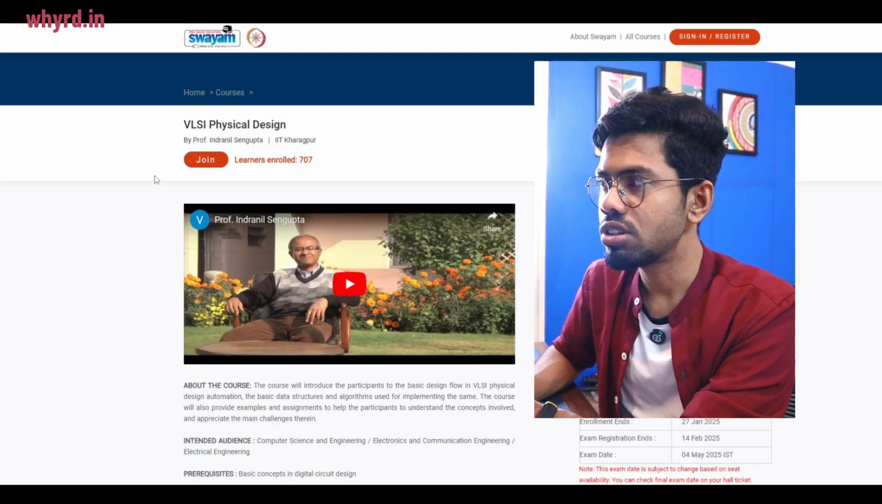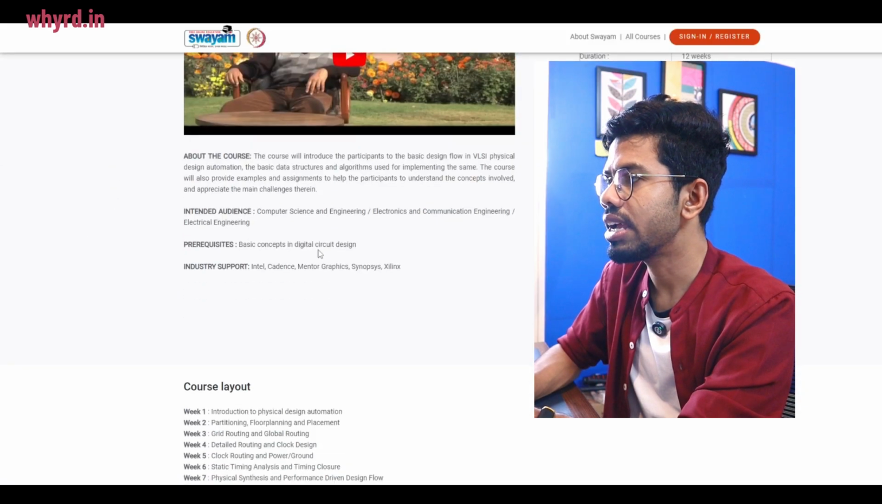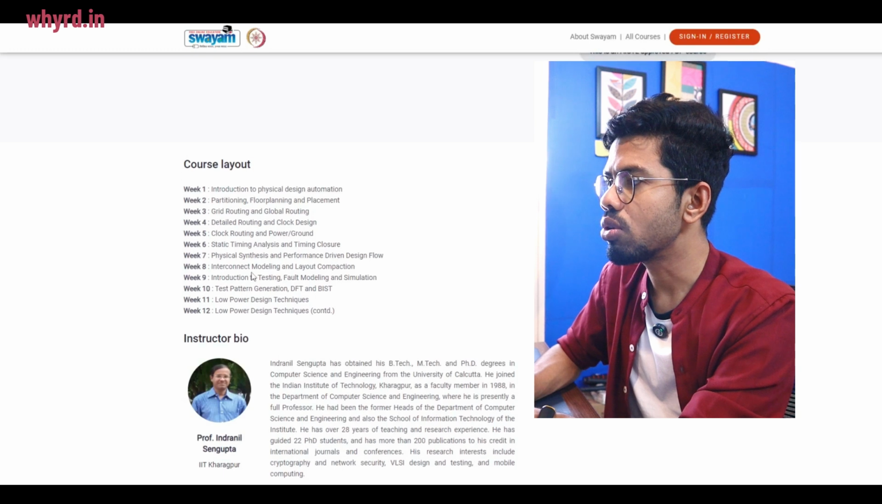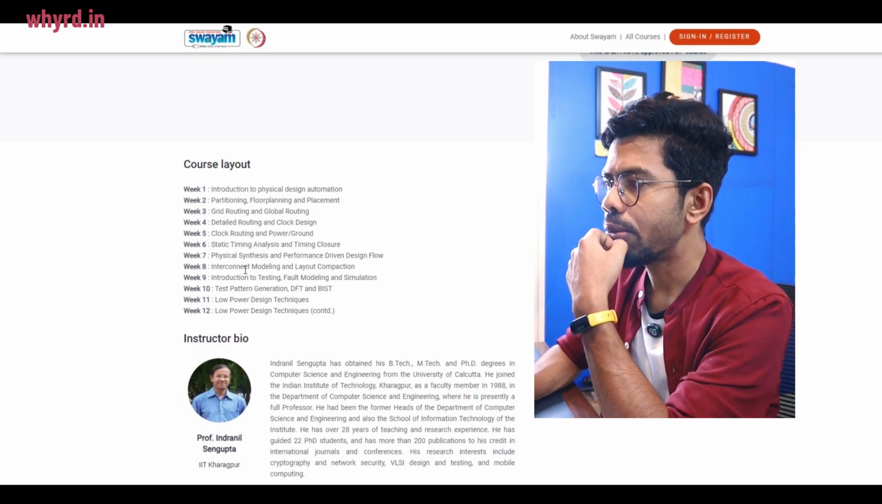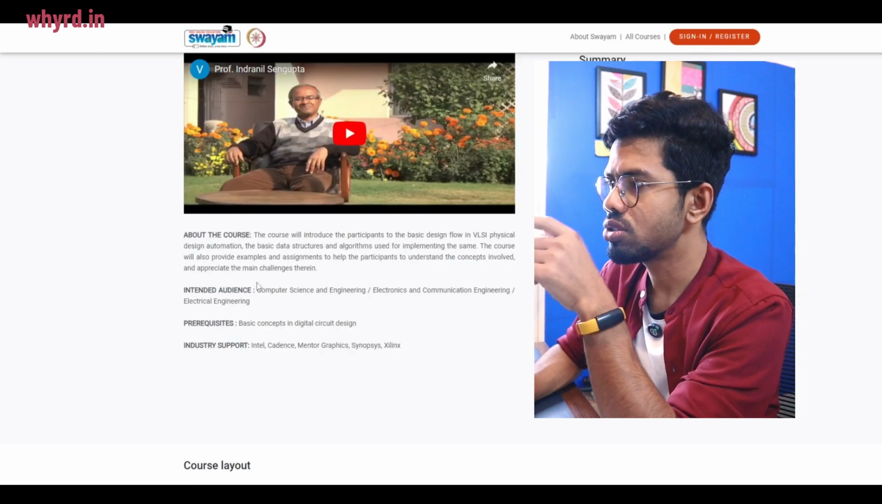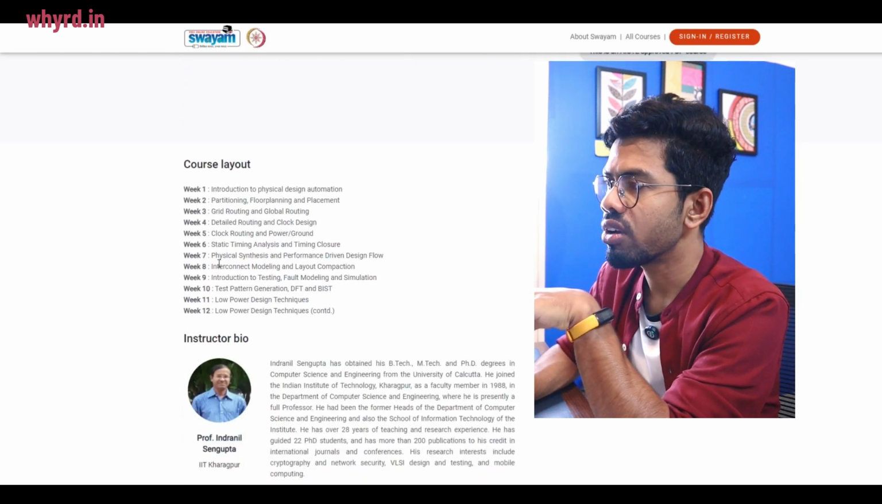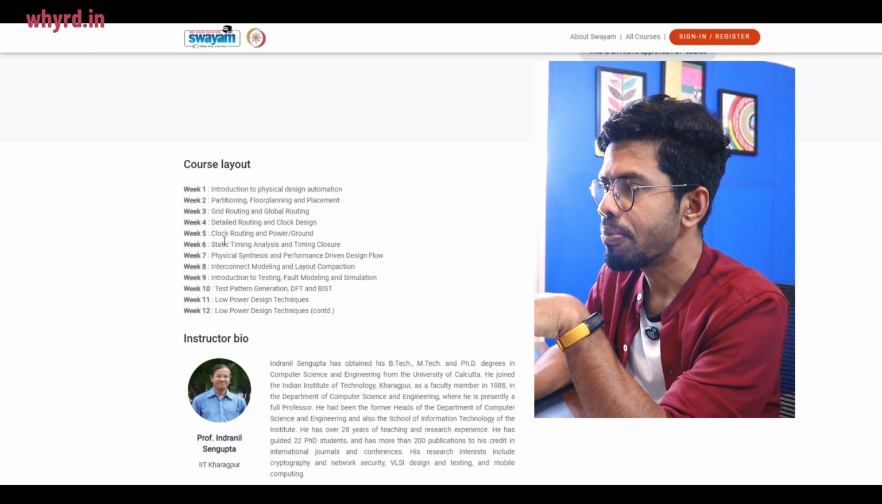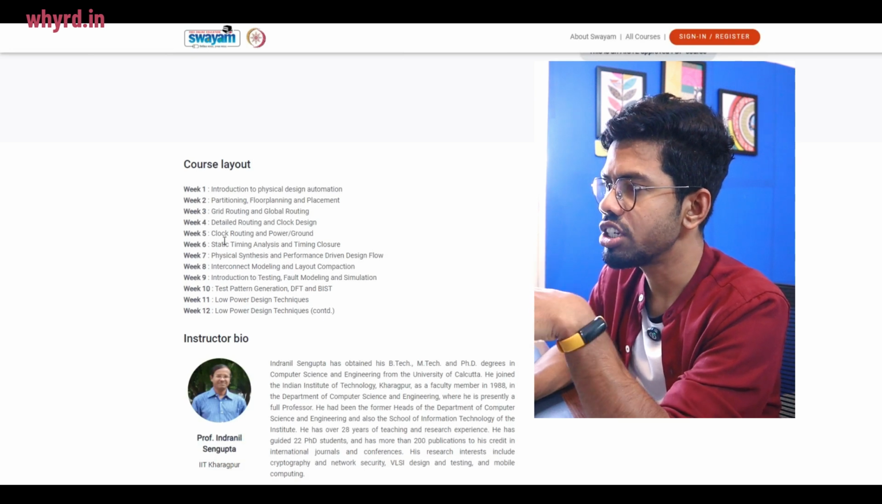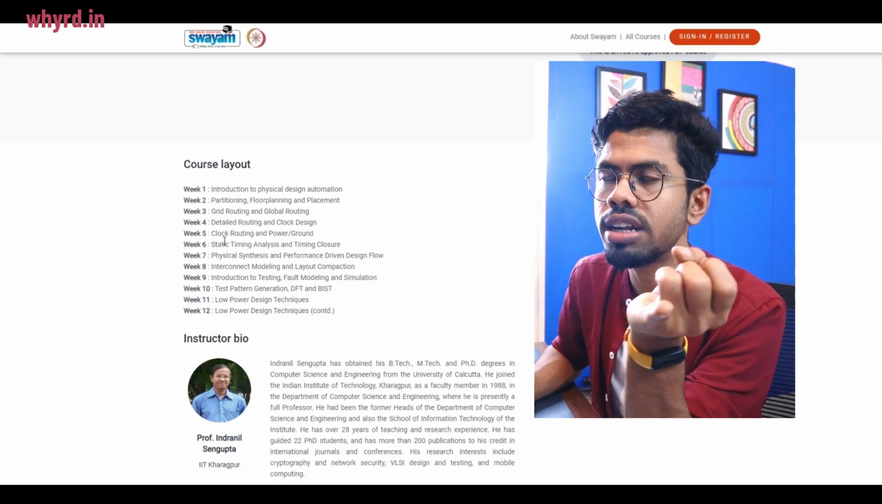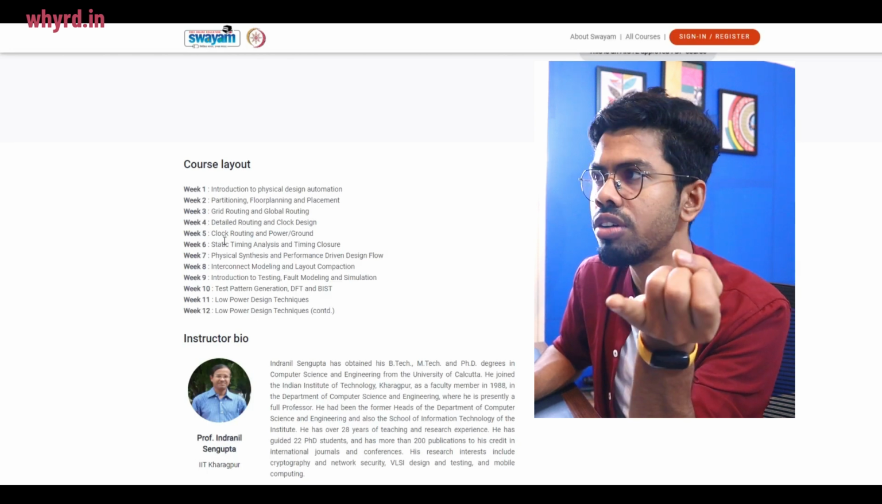So we have two courses actually. One is VLSI physical design, and here it is. You can see the course layout. But the only problem with both of these courses is that sometimes they go deep into algorithms. For example, we have tools, RTL to GDS tools. There are open source tools too, like OpenROAD, if you have heard of it.